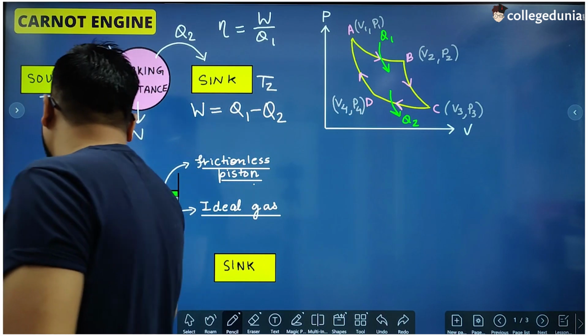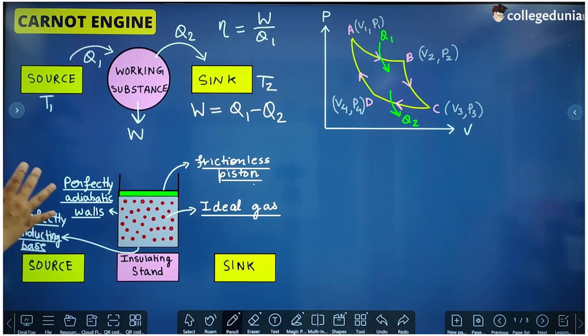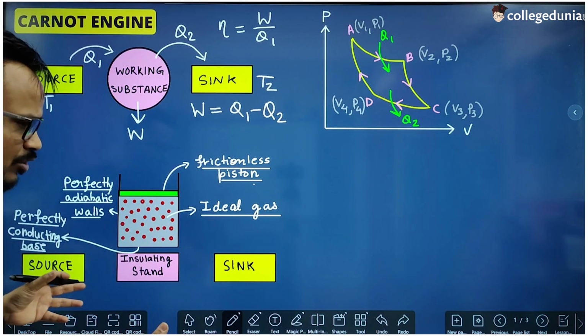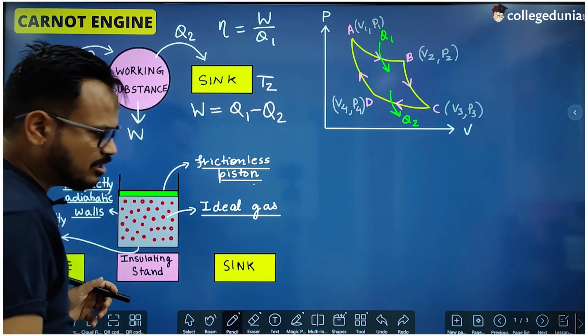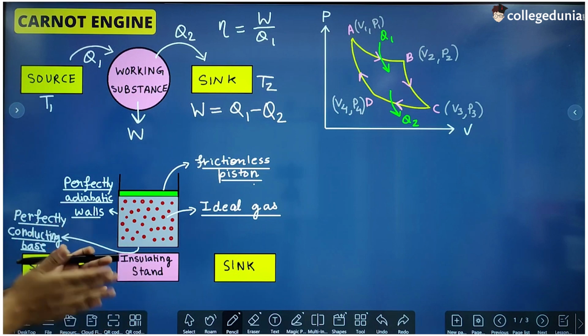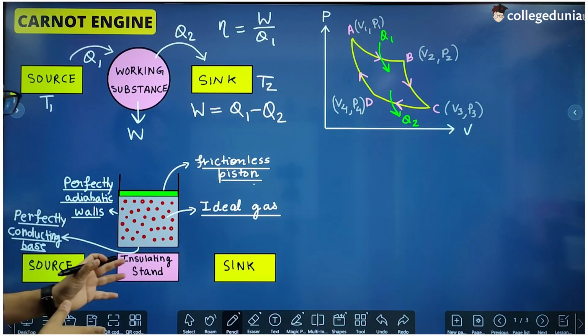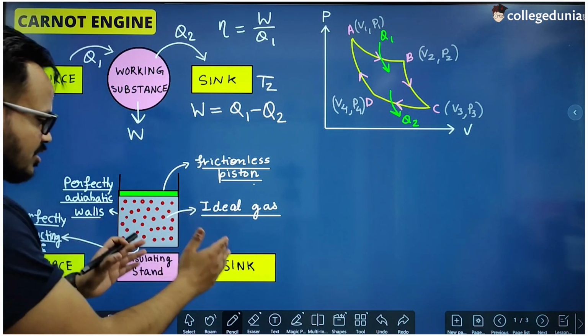These are the parts of the Carnot engine. Obviously, like other heat engines, it is made up of a source. Source is something from which the heat will be extracted, and second, the reservoir is the sink, to which the heat will be rejected. The heat which is not used in doing the work will be rejected into the sink. So this is the source, this is the sink.